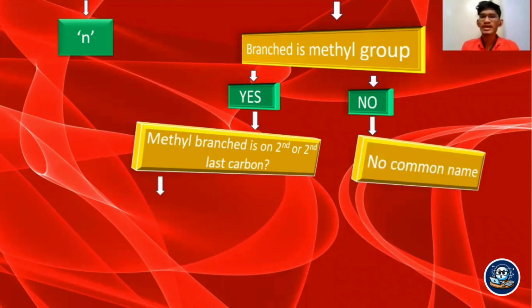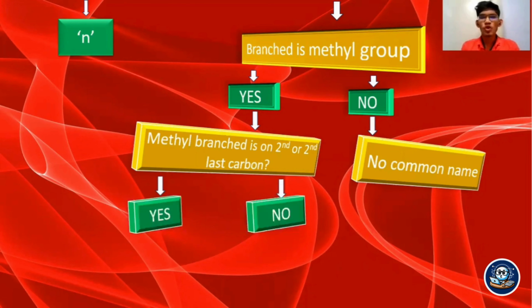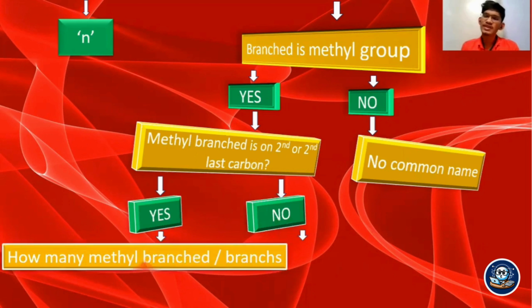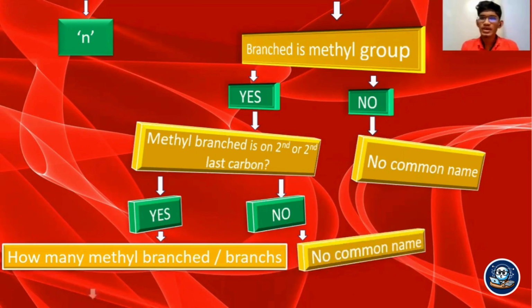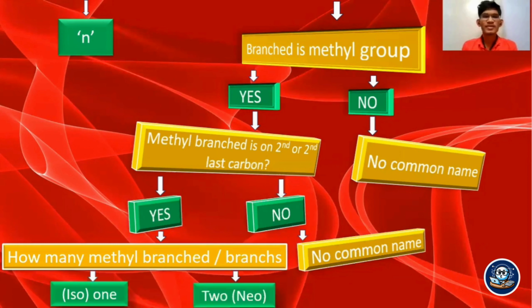If it is there on the second last or the second carbon, again there can be 2 possibilities, yes or no. If it is yes, then you have to check how many methyl branches are there on the second or the second last carbon. If it is no, you have to simply write no common name. Now, over here, you have to check how many methyl branches there are. It can be 2 possibilities, iso or neo. If it is 1, you have to add iso as a prefix before the alkane, and if it is 2, we have to add neo as a prefix. I hope it is clear. Let us move ahead.